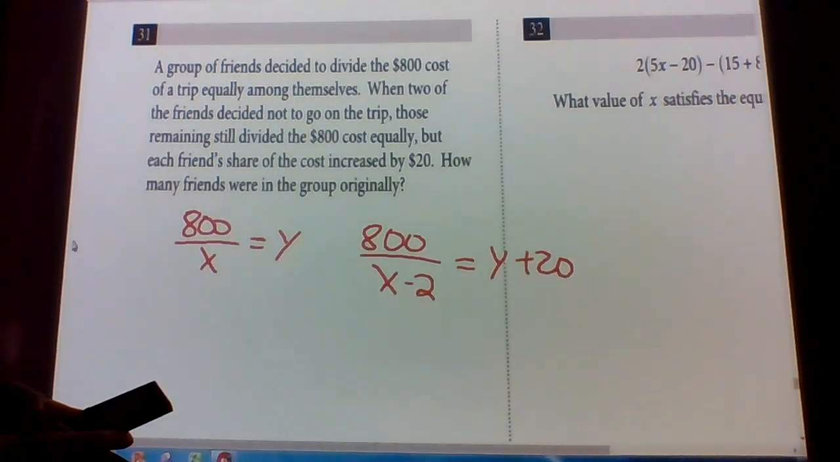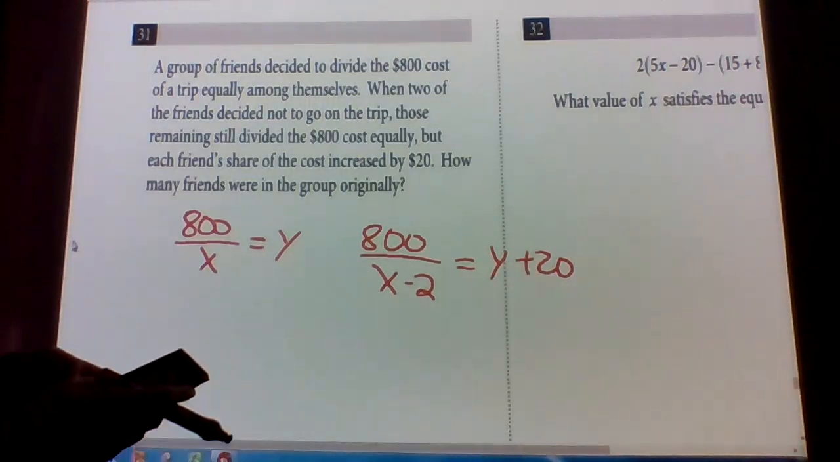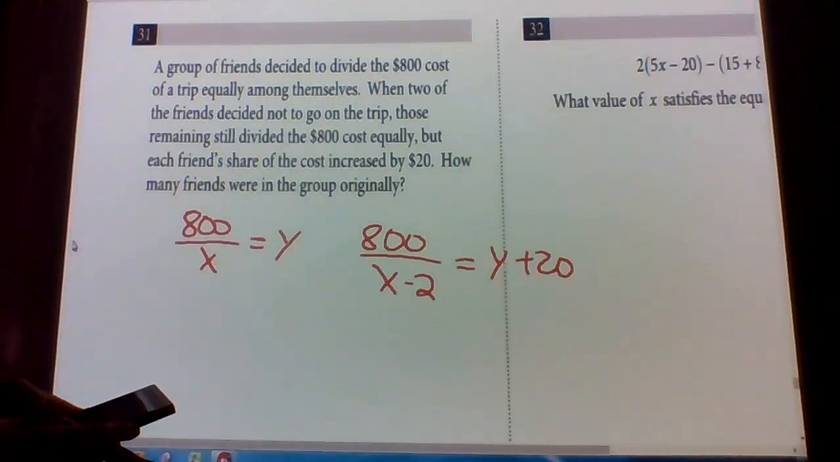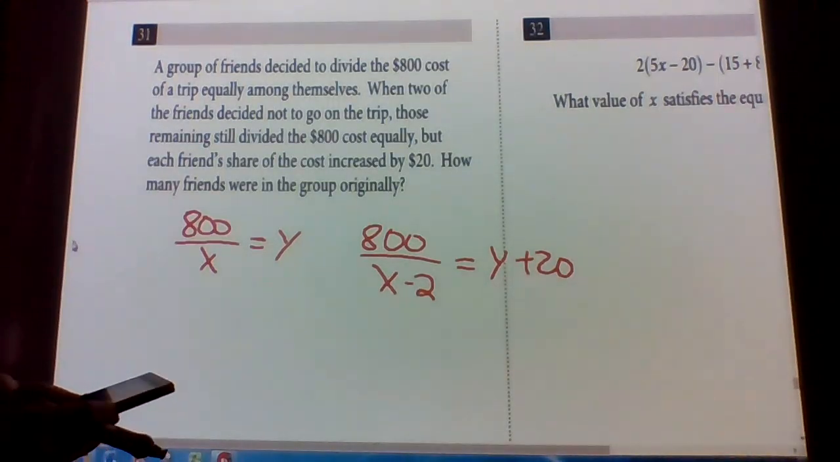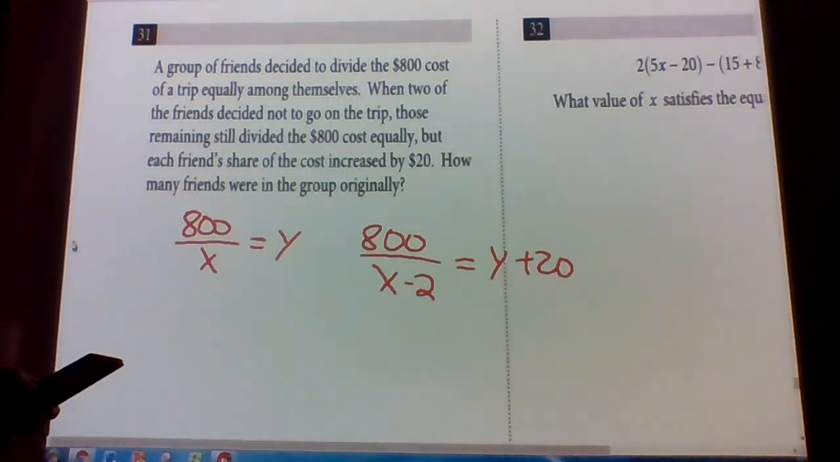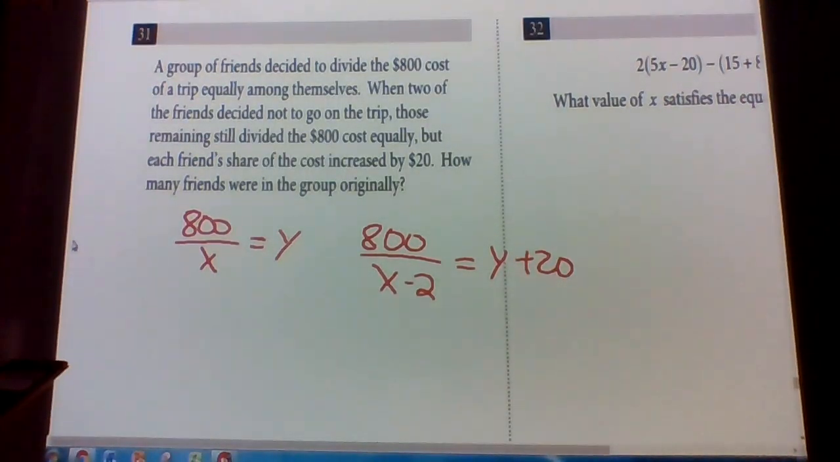Right, so we got 2 equations, we can put this in. 800, we're going to do control divide. You get 800 over X equals Y. And then the other one, we again control divide. You get 800 over X minus 2 equals Y plus 20. Okay, we have an argument error. 800 over X equals Y. Oh, it's not going to be a linear equation. We can't use menu 3.2.